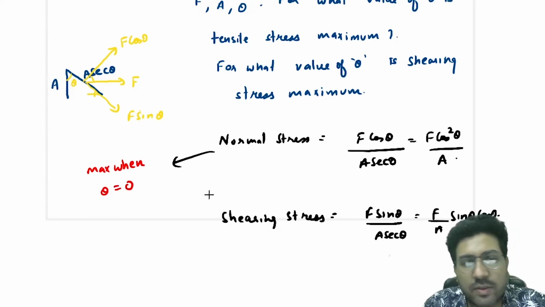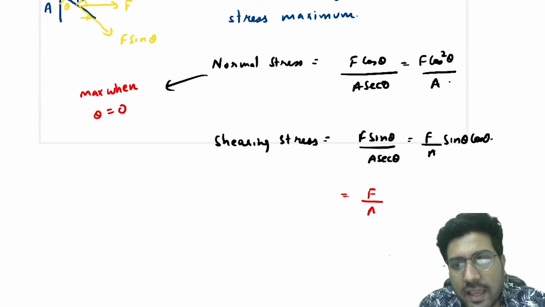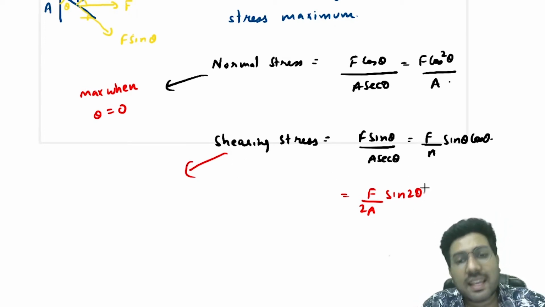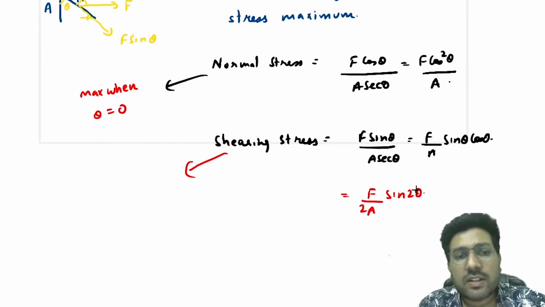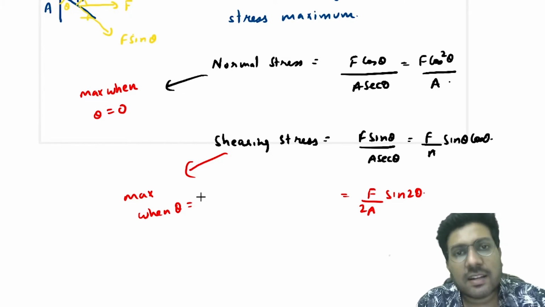But from here you can write shearing stress is equal to F by A, or you can write F by 2A into 2 sin theta cos theta, that is sin 2 theta. So shearing stress is maximum when sin 2 theta is maximum. Sin 2 theta is maximum when theta is 45. Because sin 90 is 1. Sin 2 theta has to be 1.